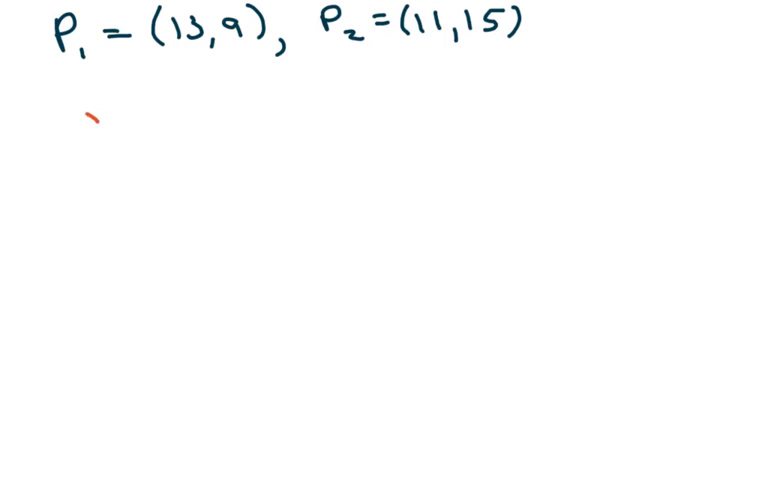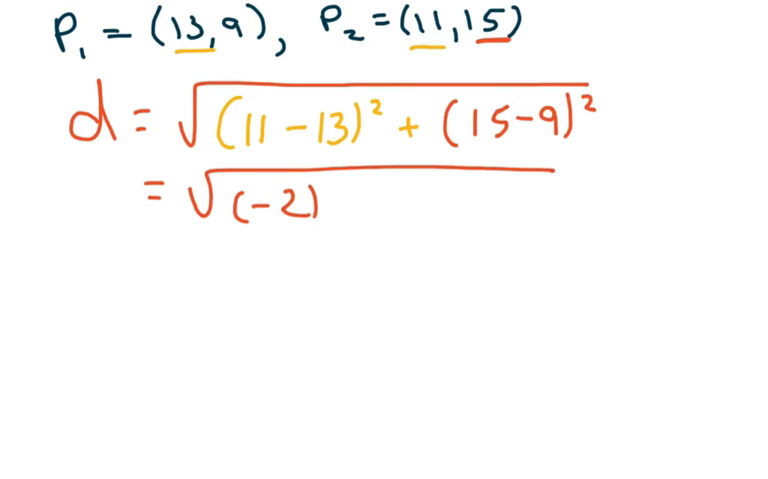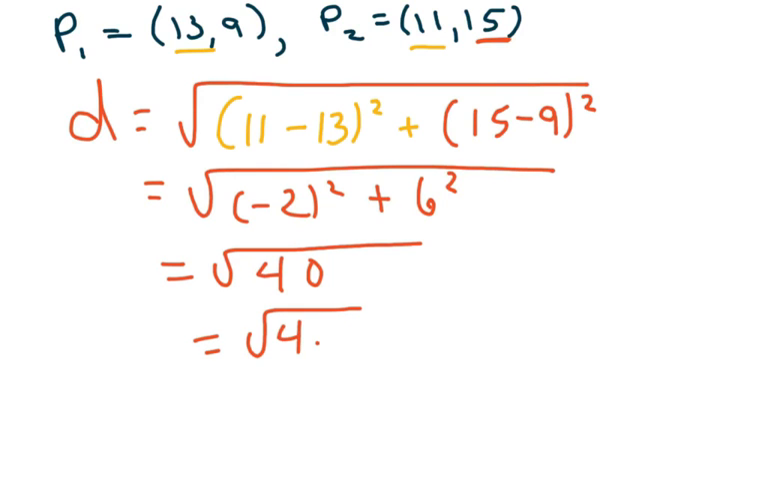Here's another one, and I'm just going to go ahead and plug it in. So let's do x first. x sub 1 minus x sub 2 squared plus y sub 2 minus y sub 1 squared. And that gives you negative 2 squared plus 6 squared, which gives you the square root of 40, which equals the square root of 4 times 10, which equals 2 root 10.